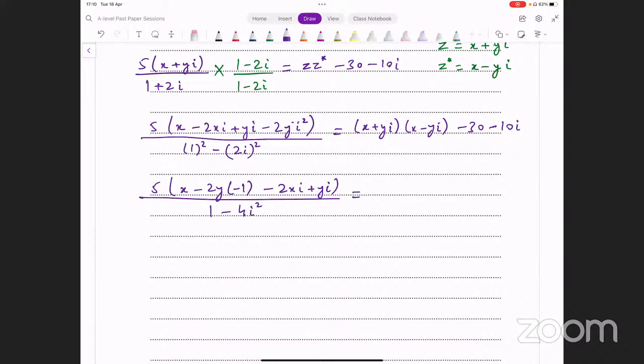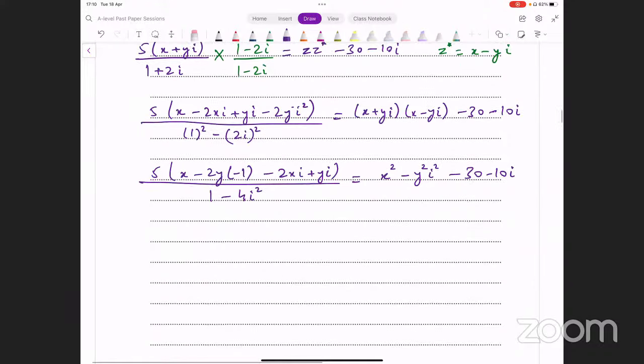What about the other side? A plus b into a minus b, I can write this as a square minus b square. So that's x square minus y square iota square. And I have -30 minus 10 iota. Let's simplify this. On the left side, I have 5 into x plus 2y minus 2x iota plus y iota. In the denominator, you see what's going to happen here. 1 minus 4 into -1. And that's just 5, right? 1 plus 4, that becomes 5.